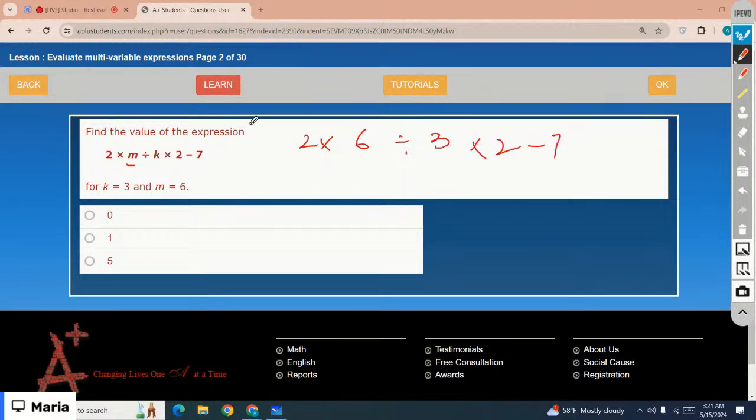Okay, so you have to perform the operations from left to right. So you have to perform the division first. 6 divided by 3 is 2, right? So now you have to multiply. 2 times 2 is 4 and 4 times 2 is 8. 8 minus 7 is 1. Very good. The correct option is 1.